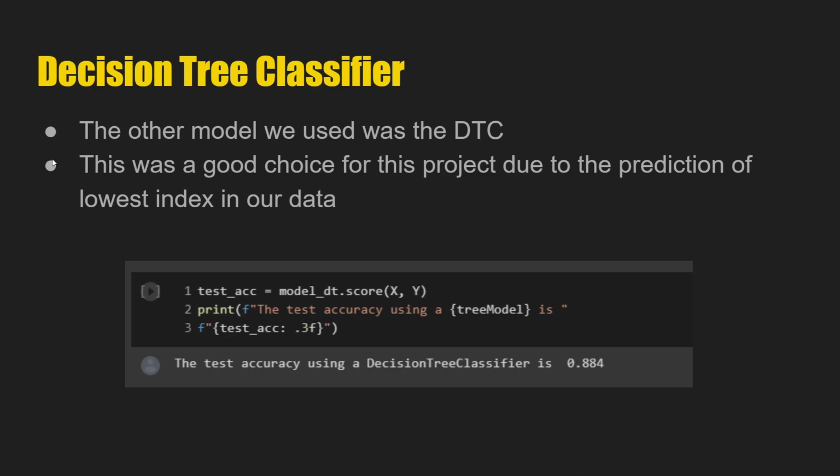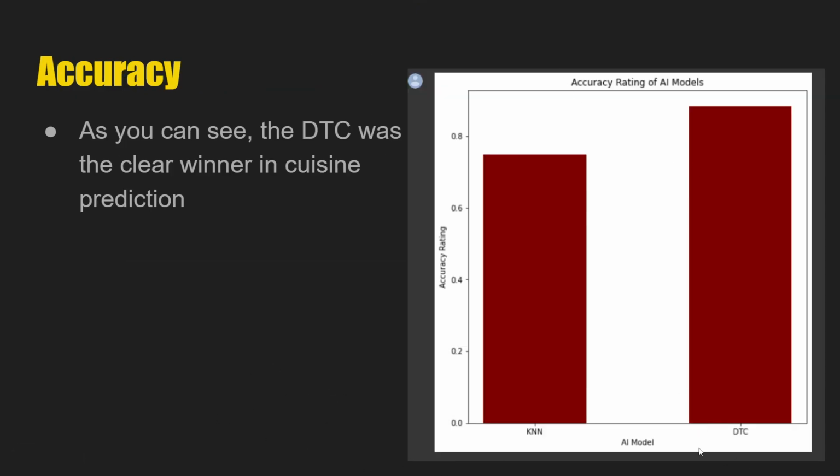The next one we used was the decision tree classifier. This was a good choice for the project because the prediction of lowest index in our data. And the accuracy of this model was 0.88. And DTC was clearly the better choice in the end. And that's it. That's all, folks.